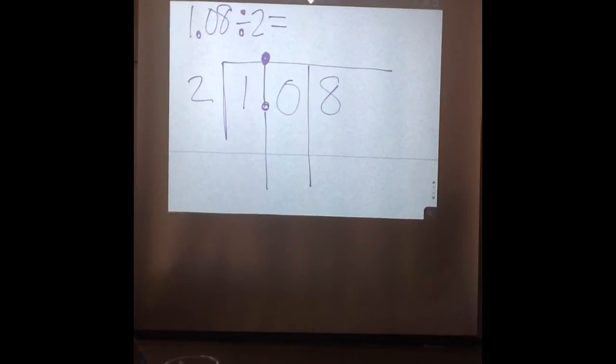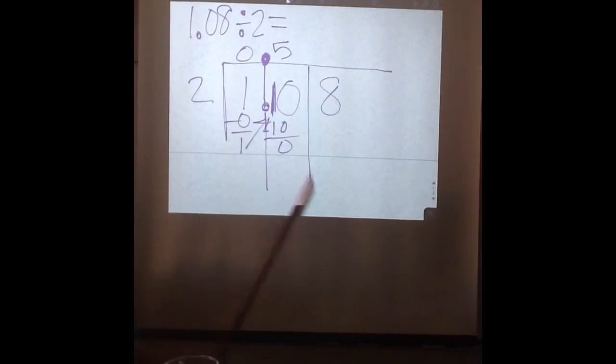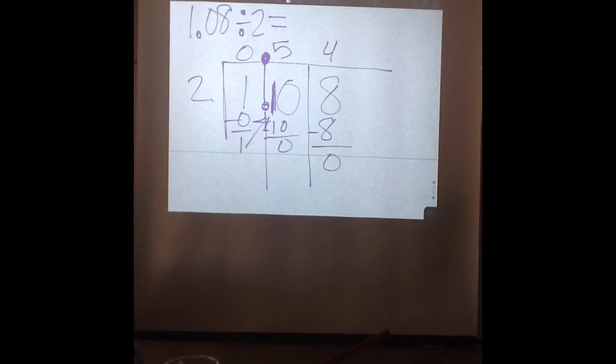So it's just like doing the house, isn't it? We just say, how many 2's are in 1? 0. So we put a 0 here, subtract it, leaves us with 1. Bring the 1 up. Now we have a 10. How many 2's are in 10? 5. 2 times 5 is 10. Subtract that. Leaves us with 0. Do we have anything to carry over? No. So then we just ask, 2 times what is 8? 2 times 4 is 8. Subtract, leaves you with 0. So your answer is 0.54.